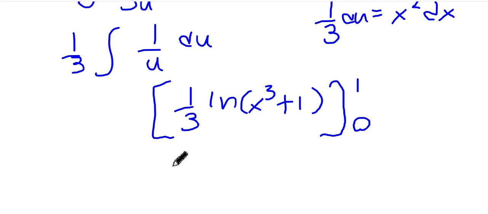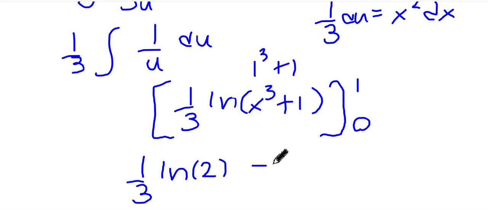I think we're in business now. We're going to get a third ln of 1 plus 1, which is 2, minus a third ln of 0 plus 1, which is ln 1. And we all know that ln 1 is... Use your calculator, ln 1. ln 1 is 0, so it doesn't matter. So our answer is 1/3 ln 2.